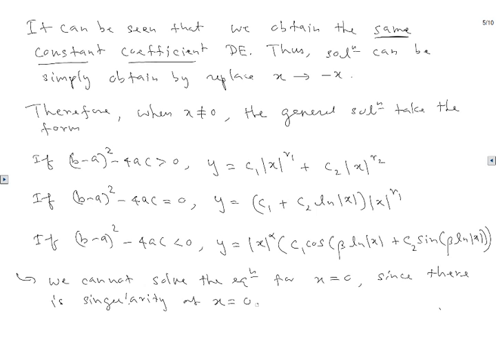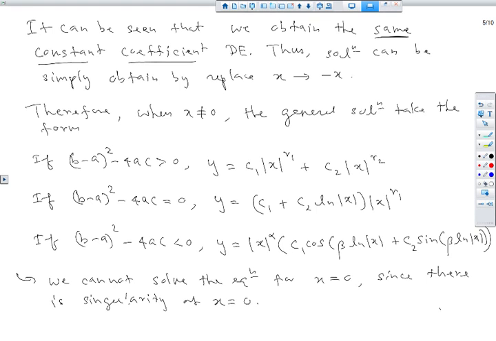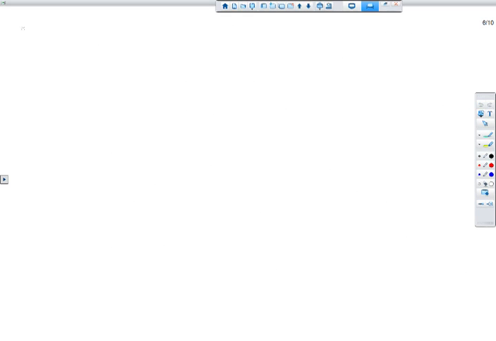Now what we're gonna do is use this result directly to solve a few problems. So let's start with something easy first. The first example, example number 1: solve x squared y double prime minus 2x y prime minus 4y equal to 0 for x positive. So that means not the general case, it's just the first case.